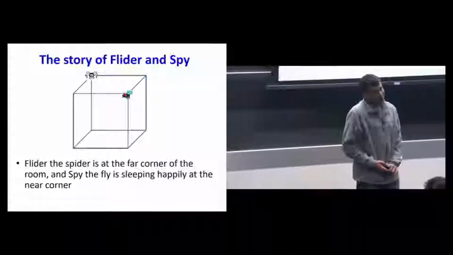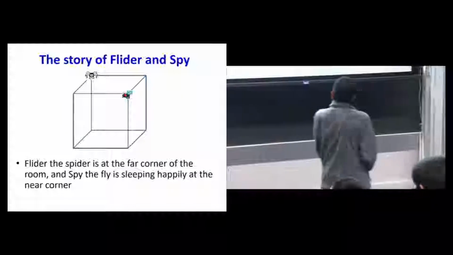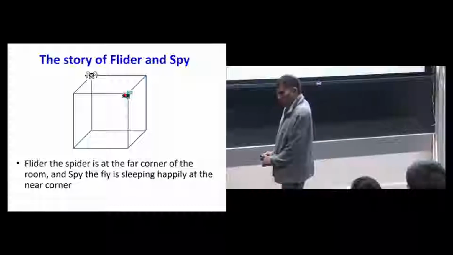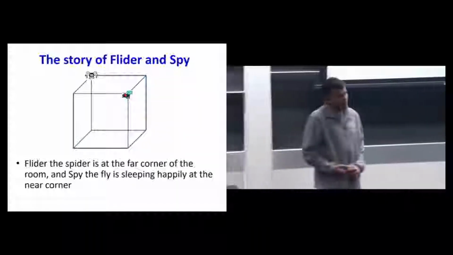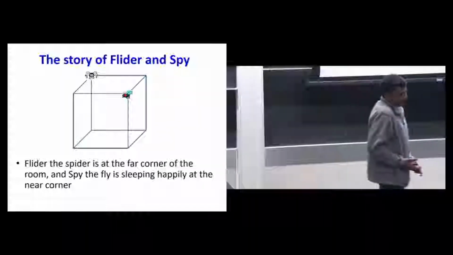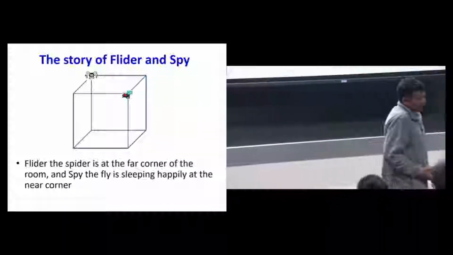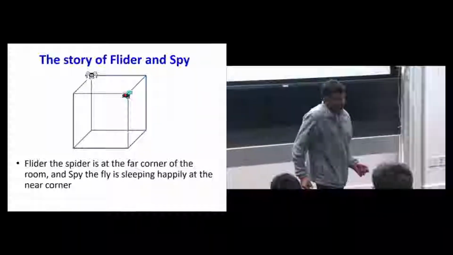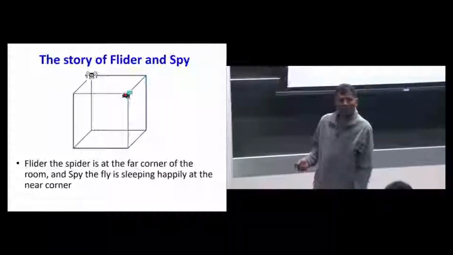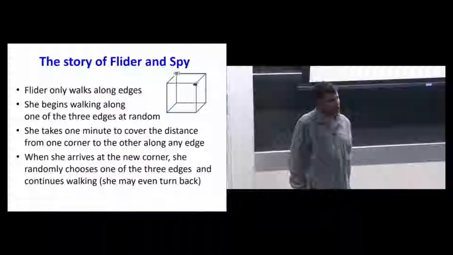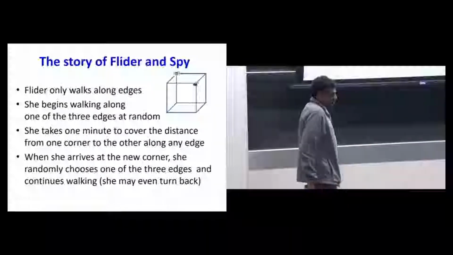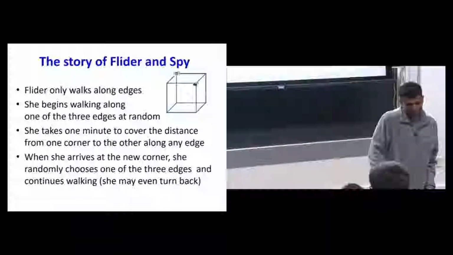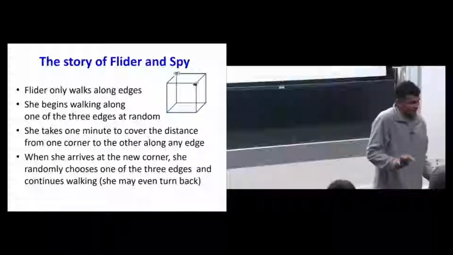You have Flider the spider and Spy the fly in a room. The room is a perfect cube. And the fly is sitting in one corner of this room. The spider has a strange habit. He only walks along edges. He does not cross diagonally across any surface. It takes him 1 minute to go from one corner of the room to another corner. Anytime she arrives at a corner, she randomly chooses one of the 3 edges to follow. Right? You get the setting.